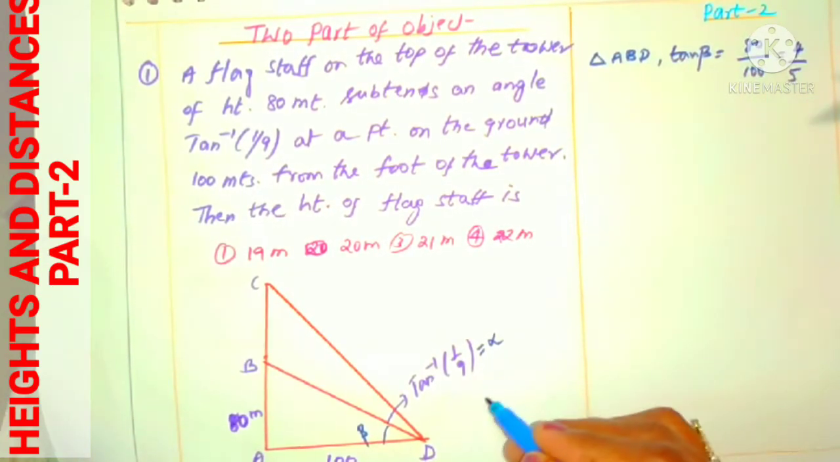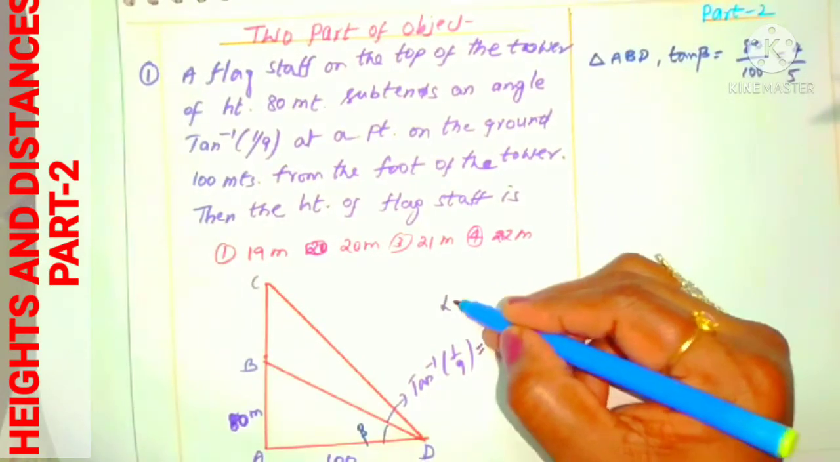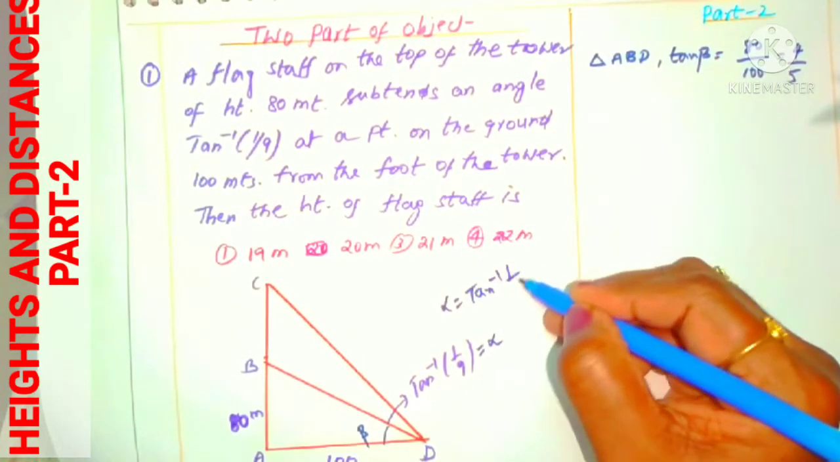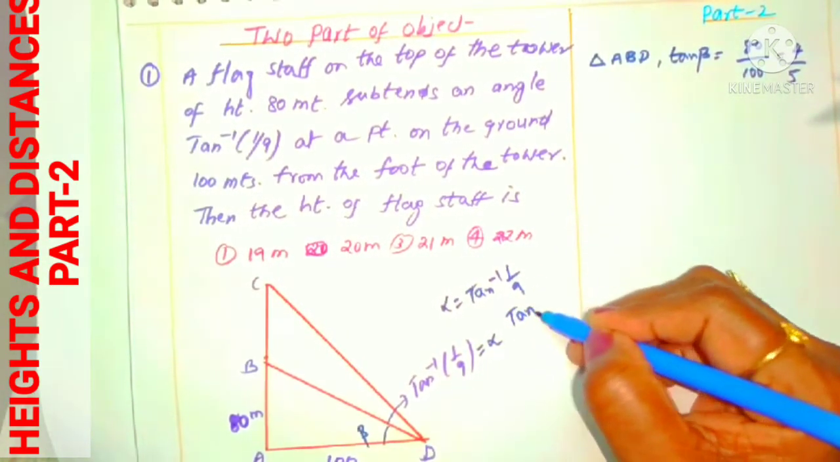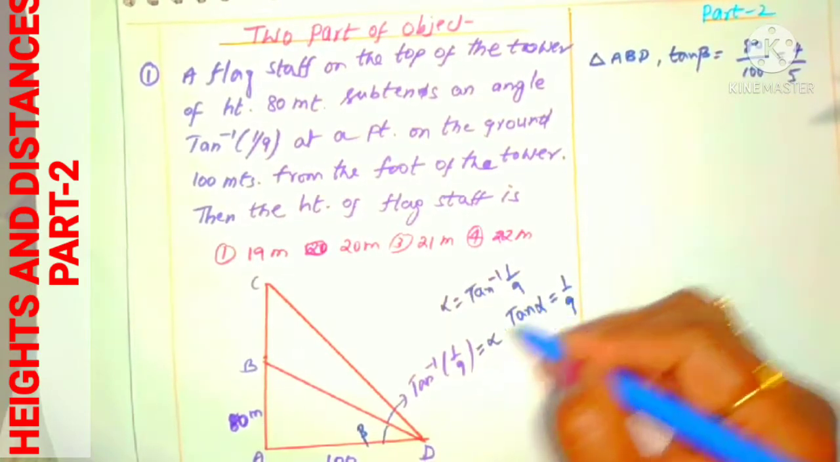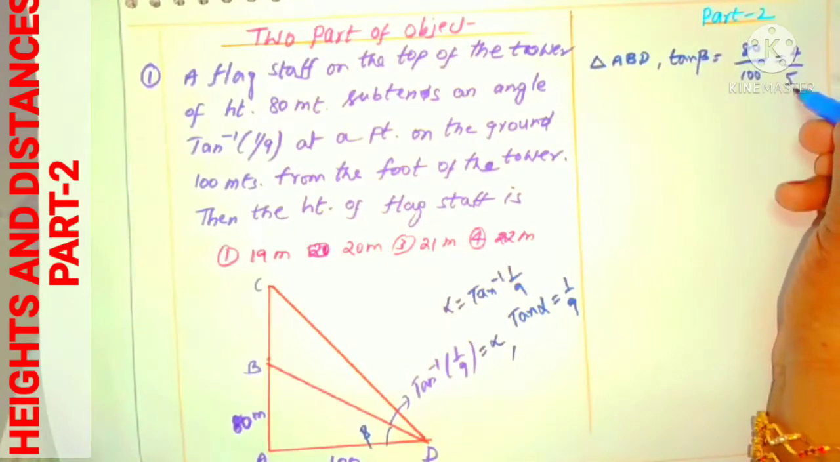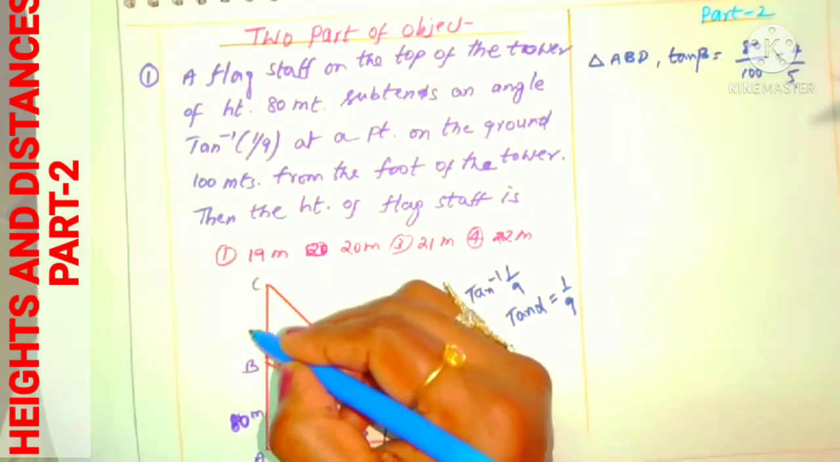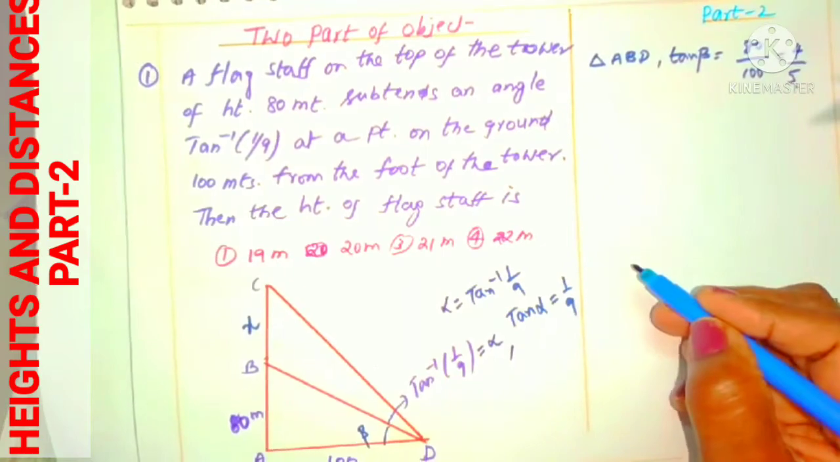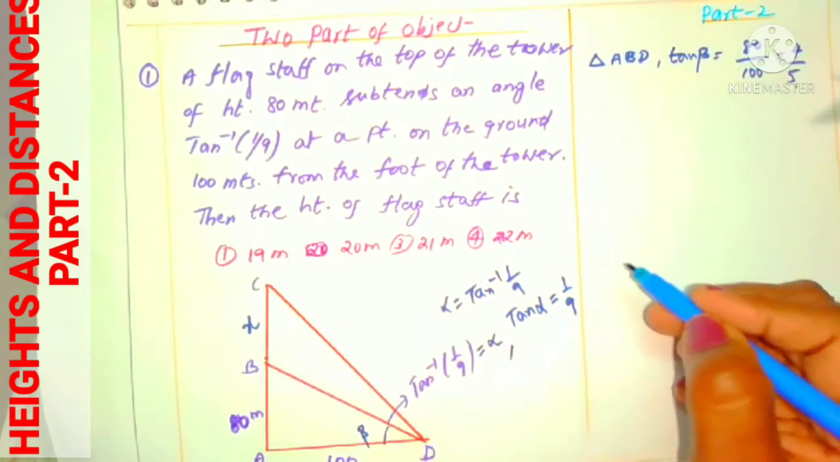And you know tan alpha, what is it here? Alpha is tan inverse 1 by 9. So indirectly, tan alpha is how much? 1 by 9, right? We have tan alpha value 1 by 9, tan beta value 4 by 5. Now for our convenience, let BC be taken as some x distance. We have to find BC finally.